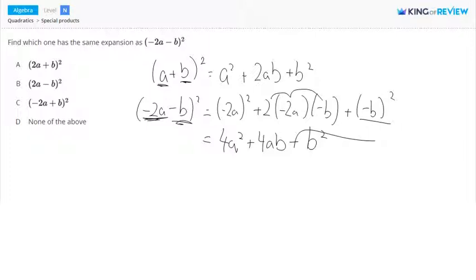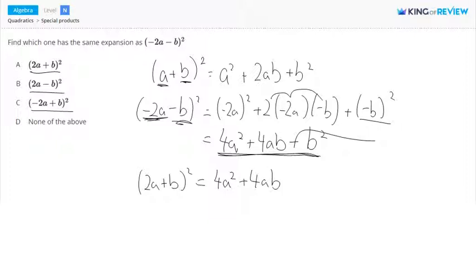So we're going to figure out which of these options is going to have the same expansion as this one right here. Well, let's try A. A says (2a + b) squared. So that's going to come out to 2a squared, which is 4a squared, 2 times 2a times b, which is 4ab, and then b squared. And therefore this one's going to be the answer because you already see that these are the same.